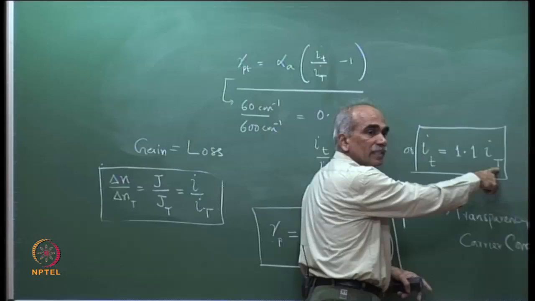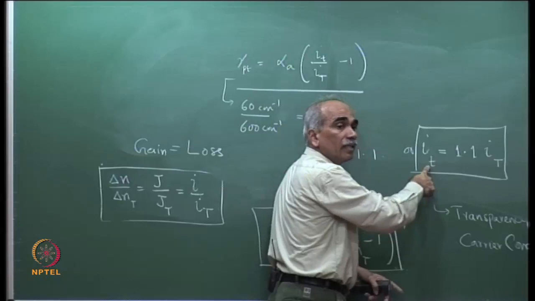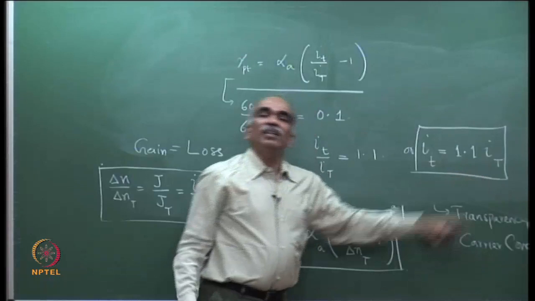This is when gain starts. This is when gain is equal to loss. And therefore, the threshold current is a little higher than transparency current.